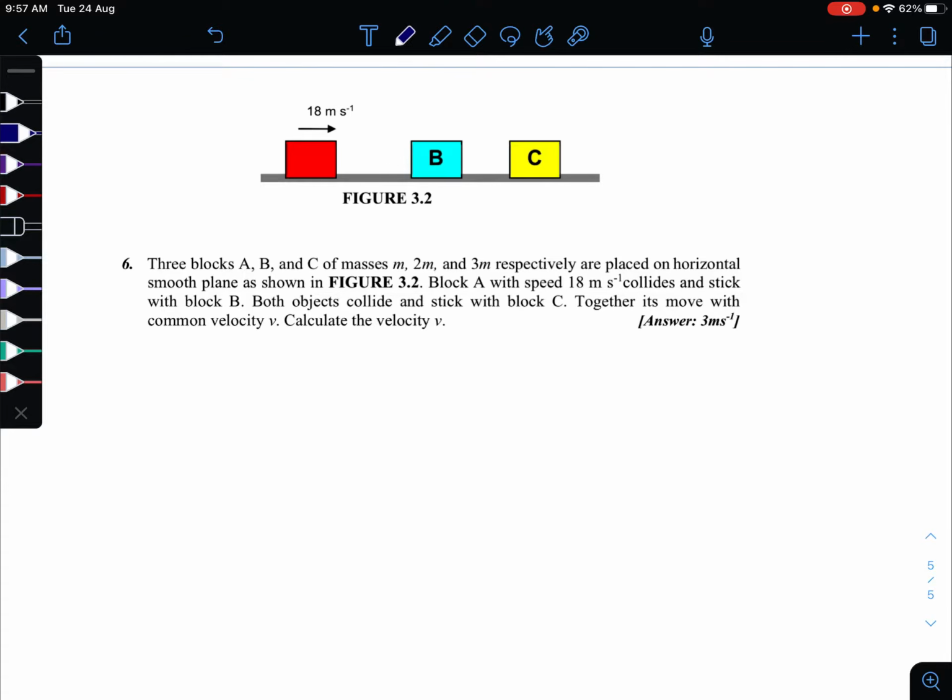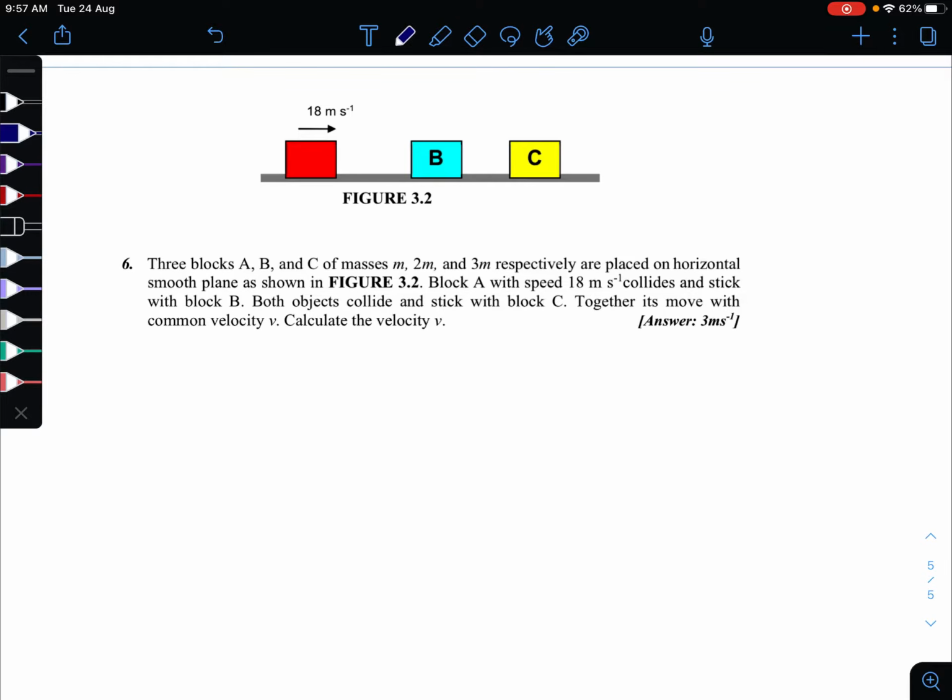Alright, so we'll be discussing a question from tutorial 6, chapter 3. We have 3 blocks A, B and C of masses M, 2M and 3M respectively, placed on a horizontal smooth plane as shown in figure 3.2. Block A with speed 18 meters per second collides and sticks with block B. Both objects then collide and stick with block C. Together, they move with common velocity V.